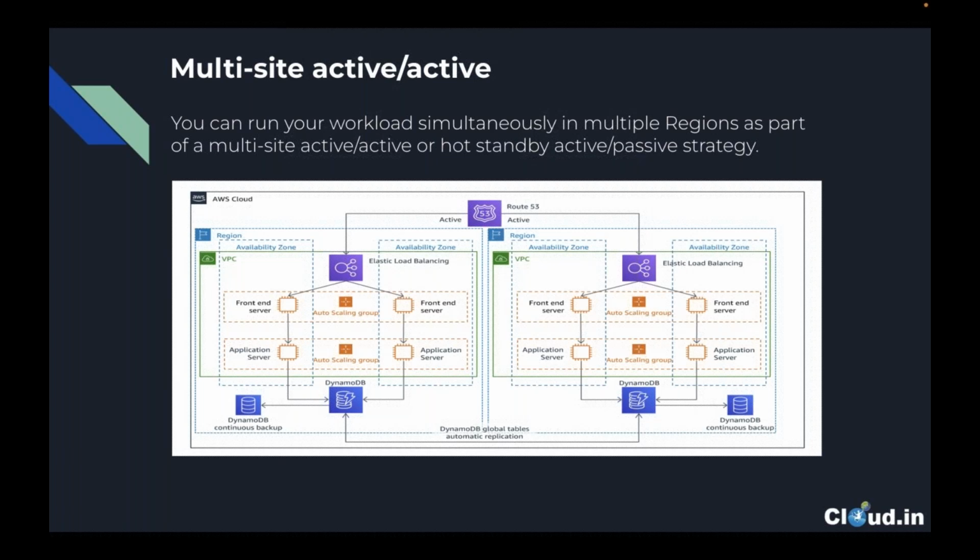So here AWS Global Accelerator can be used to route traffic efficiently across regions, ensuring the optimal performance and the failover capabilities. Also, for cross-region data replication, you can leverage services like Amazon S3 cross-region replication, AWS database service native replication features, or any third-party data replication tools to replicate critical data across regions.